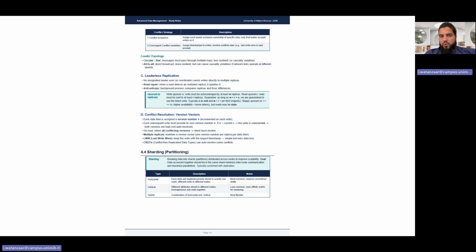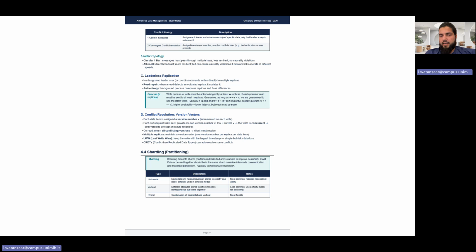With multiple leaders, we also have leader topologies, like a single leader per data center or per site across multiple geographical locations. So we have a circular or star topology. Messages must be passed through multiple hops. It is less resilient, but the causality order is kept in sequence and there is no violation of causality. But we have another type of topology called all-to-all.